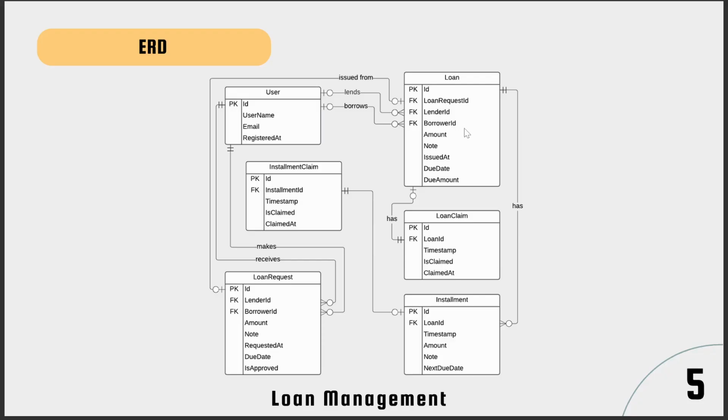Whenever a user creates and sends a loan request and the loan request is accepted, a loan will be issued, and the user who borrowed the money will be able to claim the loan request. And whenever a user pays an installment, the installment claim will be generated.